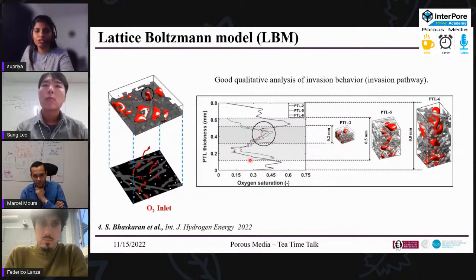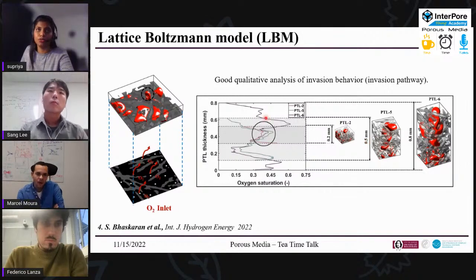Here you can see the distribution across the PTL, that's the oxygen distribution. It has a similar pattern when we have the same part of the PTL. So with this, we can know how the oxygen is flowing across the PTL structure.